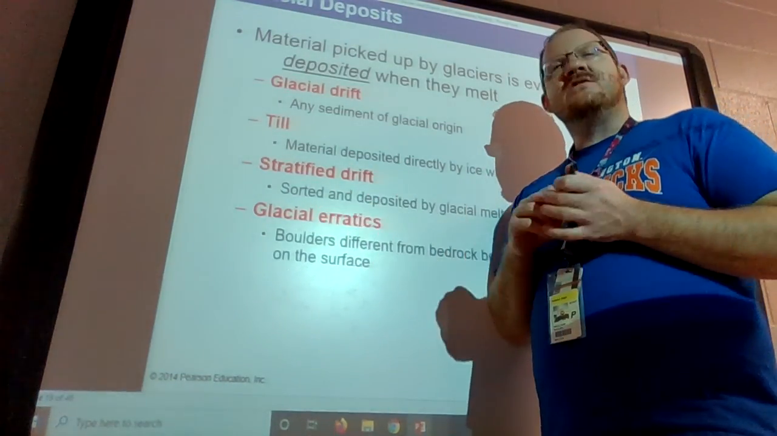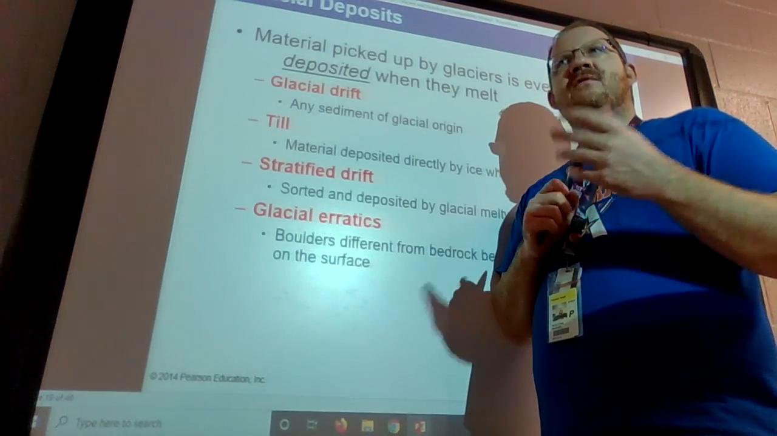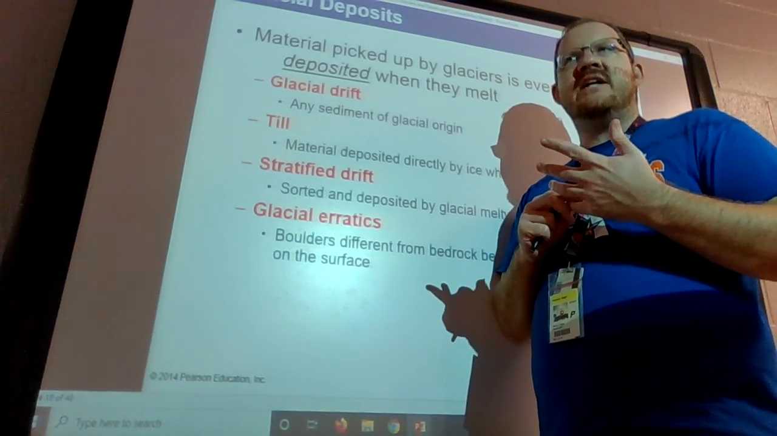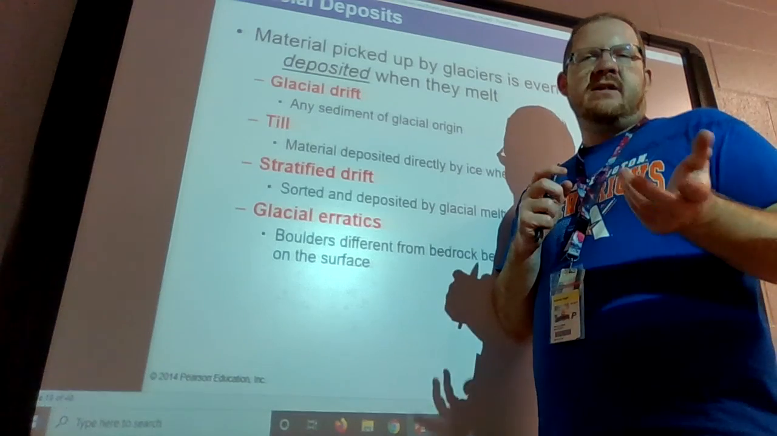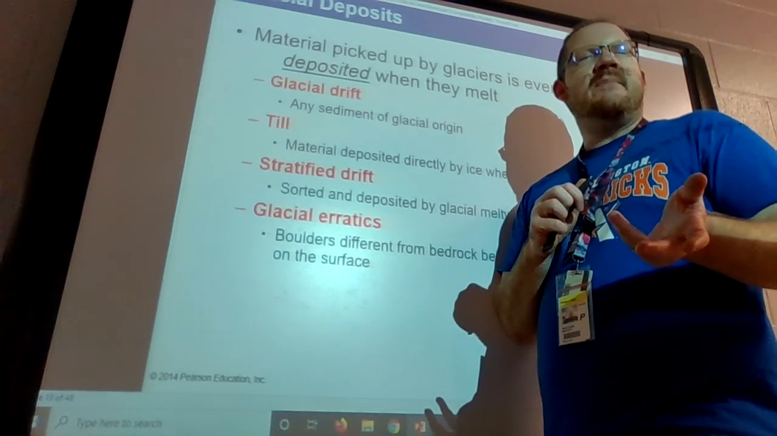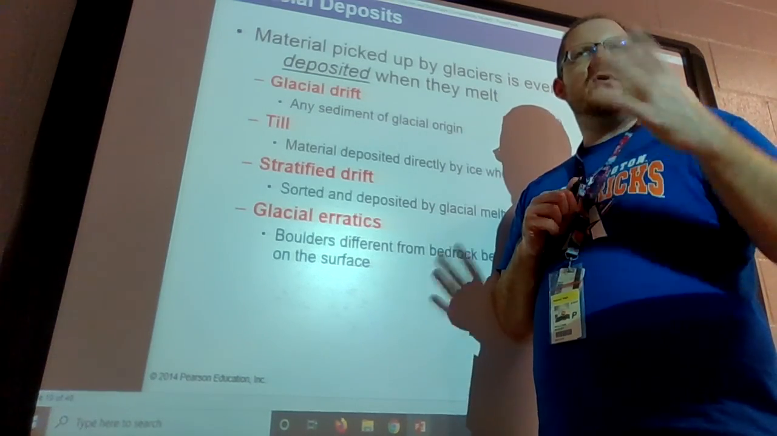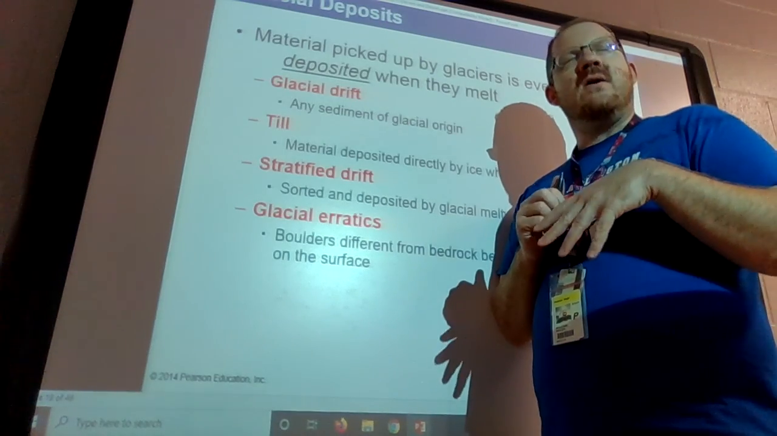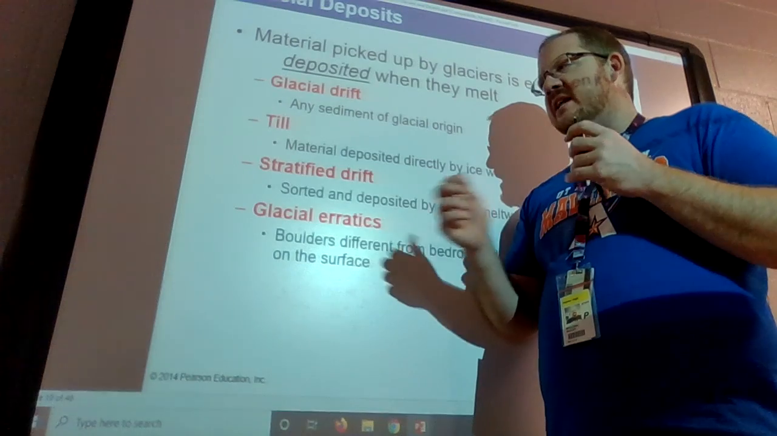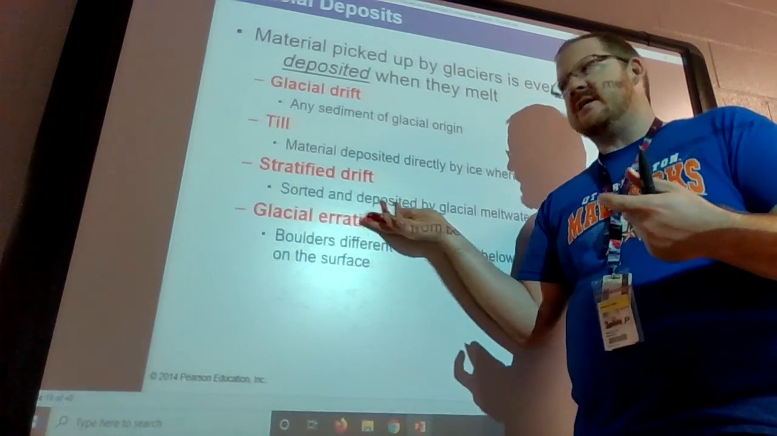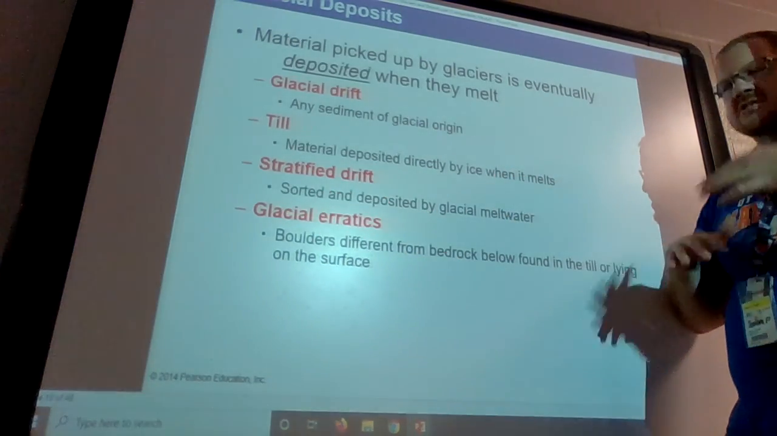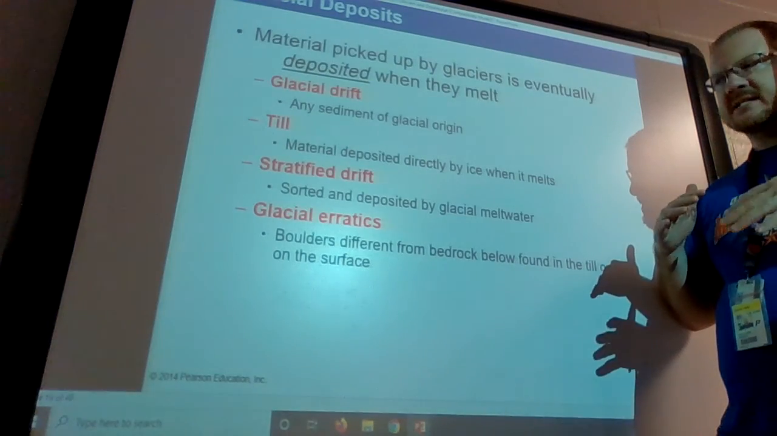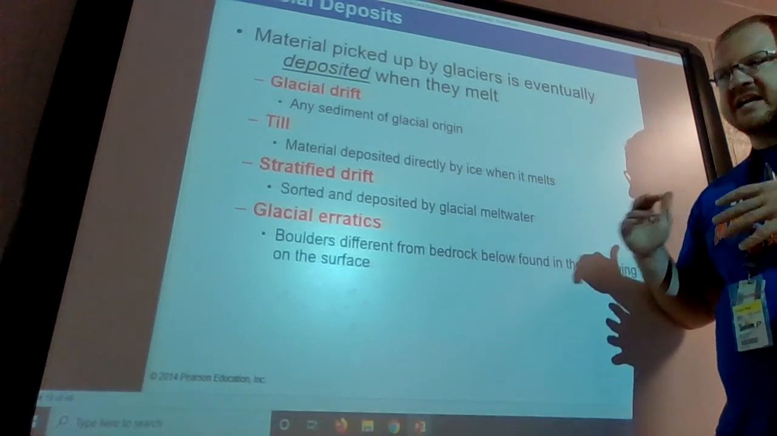Stratified drift is when you have a river or water that comes out from melted glaciers. Obviously, depending on the time of year, you will have more or less melt. So melt more in the summer, melt less in the winter. That's going to give your river different velocities, which is going to sort and kind of stratify the different sediments that get moved out of the glacier.